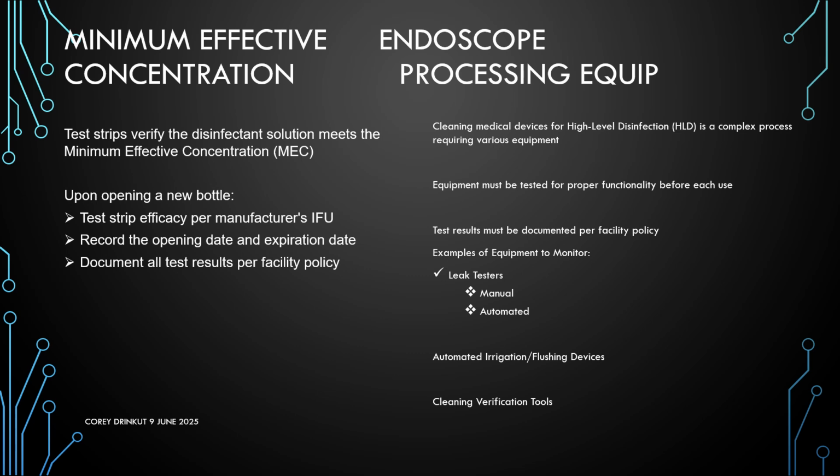It's even for when we open up a new bottle of test strips. It is crucial to immediately verify their efficacy following the manufacturer's instructions for use. It is on that bottle of test strips to say you have to test these strips with 3 test strips. And it even tells you how to test those test strips. We have to document this. This is required, including the date the bottle was opened, the expiration date or discard date, and the results of each test performed.